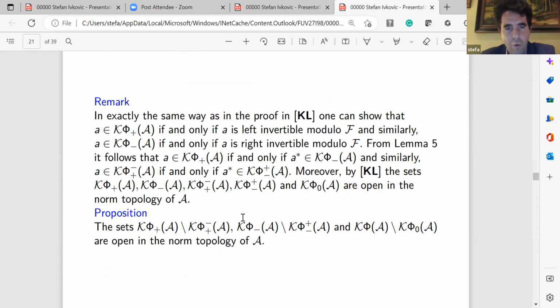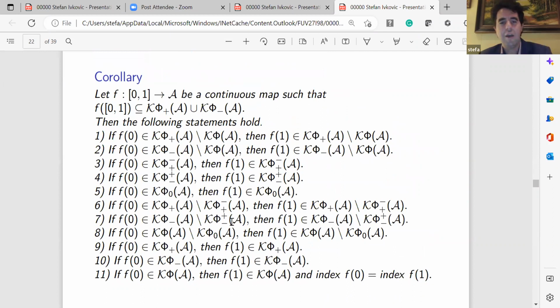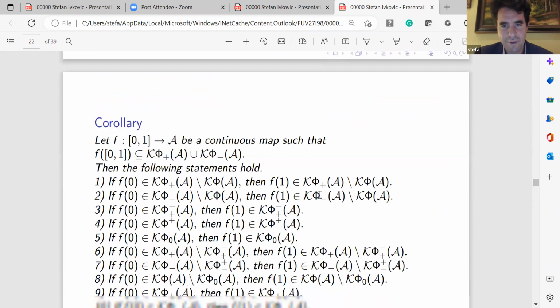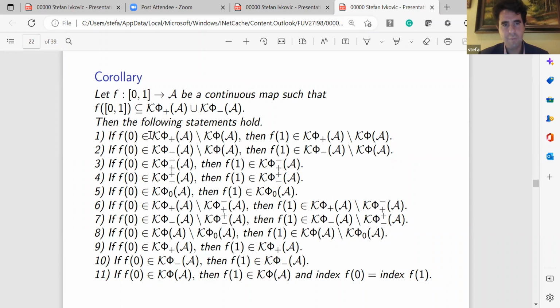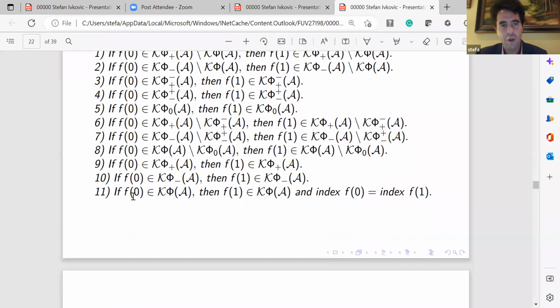And likewise, let me skip reading all these properties, but as you can guess, we can obtain all these properties. How? Well, because we have a continuous map, so its image has to be connected because this unit interval is connected. And thanks to the openness, both of all these sets and their set differences, they ensure that the image of the start point should belong to the same class as the image of the end point, because otherwise you would get a separation of the image, and this is not possible. So also, let me just read the last property. If F of zero is Fredholm, then F of one is Fredholm, and the index is also preserved.